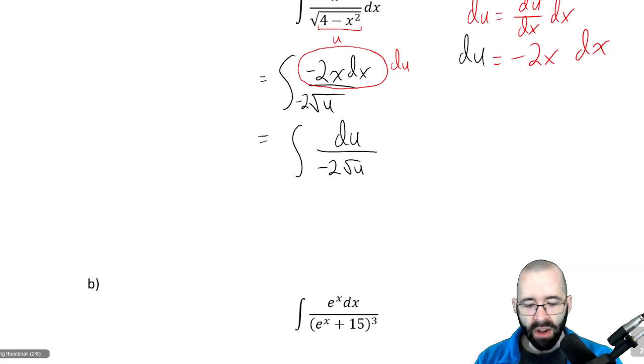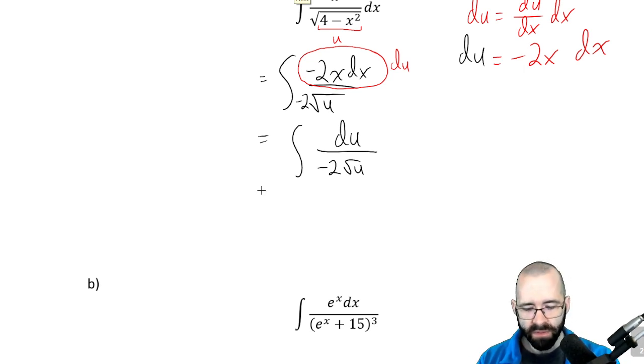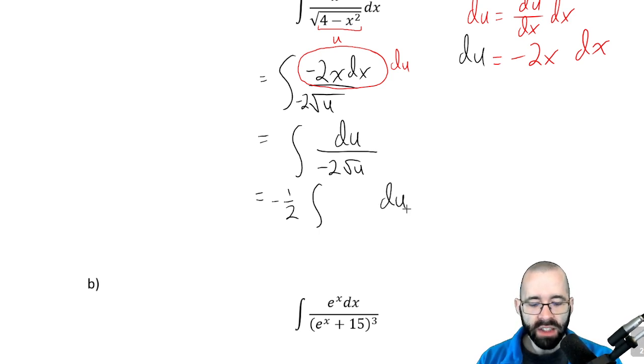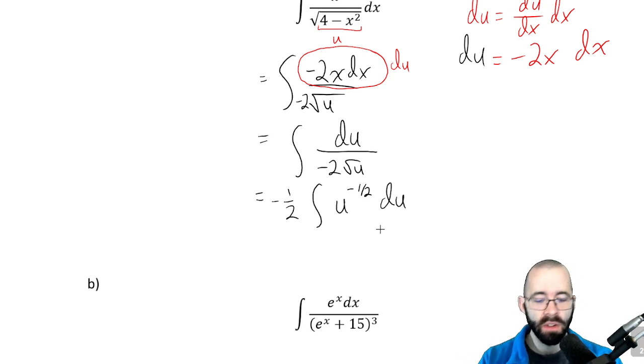Great. Step 4 is to integrate. So I like rewriting this a little bit before I integrate. Let's take the -2 out of the fraction. We can do that like this. Dividing by -2 is the same as multiplying by -1/2. And then we have a du here. Let's rewrite that square root as u to the -1/2. Remember, the negative means the u is in the denominator, and the 1/2 exponent means square root of u.